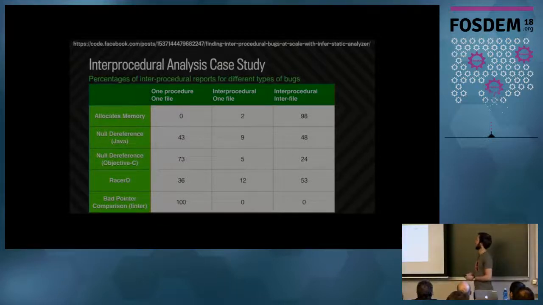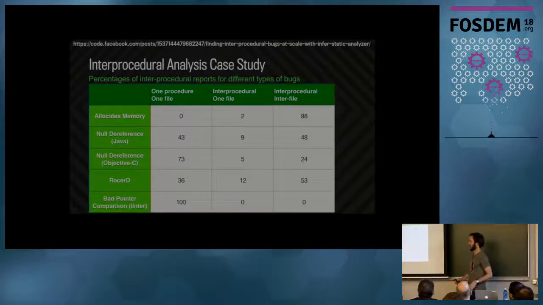But what about inter-procedural issues? One thing we were wondering at some point is, how important is it that the analysis is inter-procedural? So we did this case study of bugs that were reported by Infer recently. And we counted for each of them whether they were inter-procedural. We sorted them into three buckets. One is bugs that you can find just by looking at one procedure in one file. The second bucket is bugs you can find by looking at all the procedures but only in one file. And the third category is bugs that involve multiple procedures that span multiple files. And what we found is that for some bug types, the majority of the bugs were in the last category. So being inter-procedural and inter-file gives the best signal to developers.